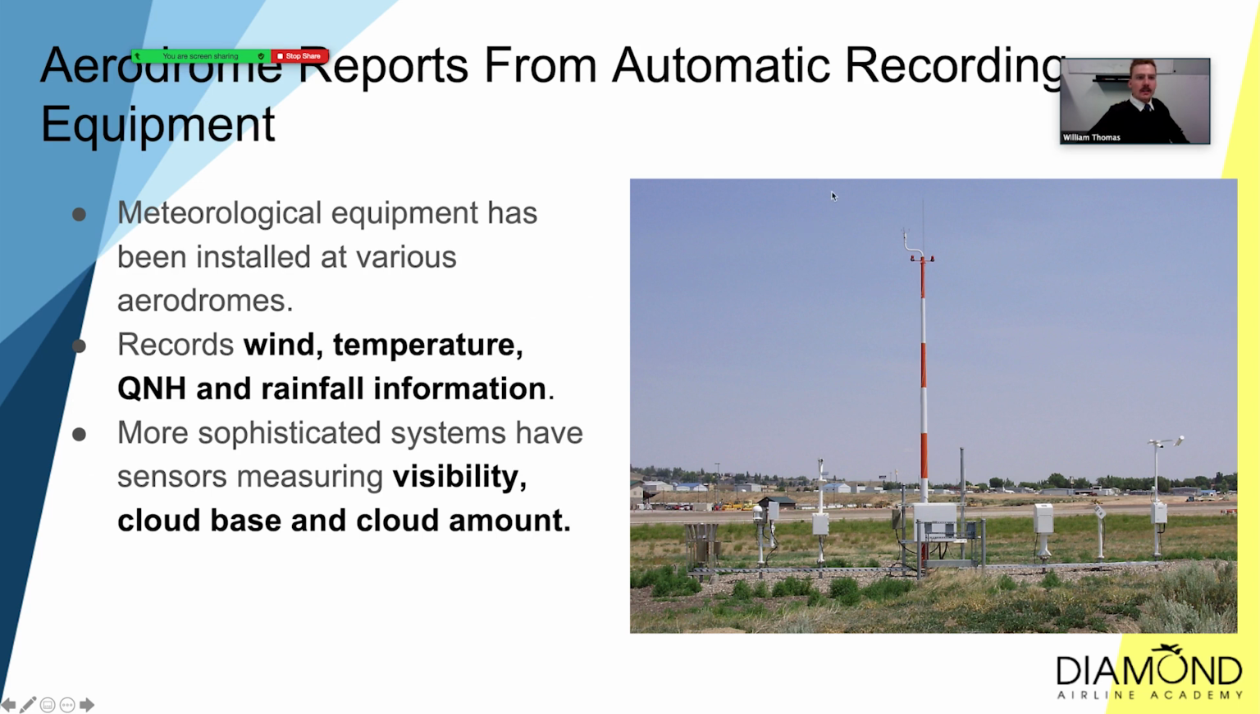All right, automatic recording equipment. Some of the SPECIs and METARs you'll see, the majority I would say, will be automatically generated, which means out at the aerodrome there's this little piece of equipment which is taking measurements of the atmosphere, plugging those measurements into a computer, and then the computer spits out the METAR or the SPECI for us. So it records wind, temperature, QNH, rainfall, etc. More sophisticated systems have sensors measuring visibility, cloud base, and cloud amount.